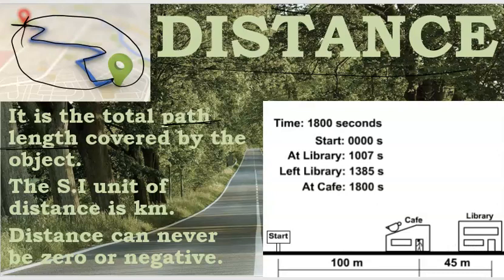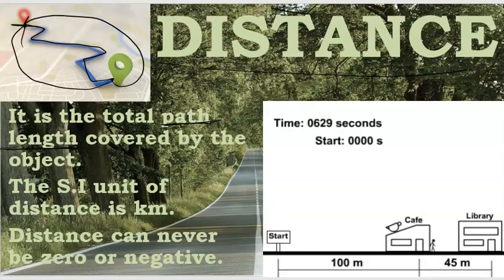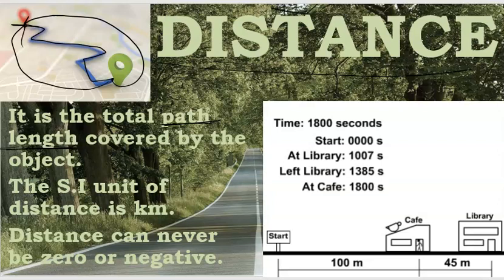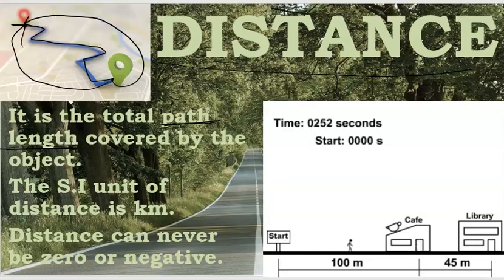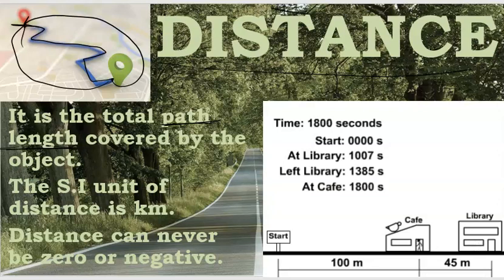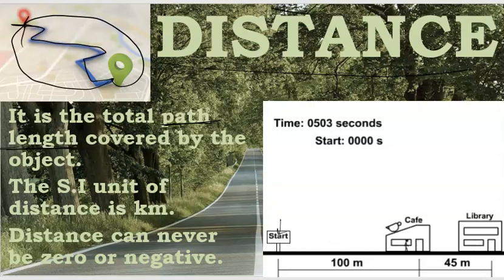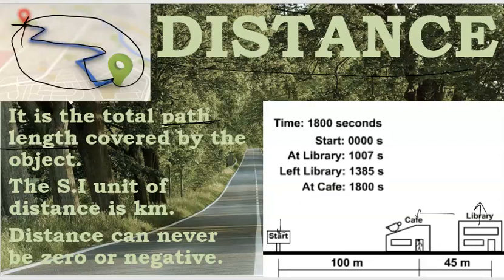It is not going to talk about how you are going to travel, or which path you are going to take. It just says whichever path you may take, the length of that path will give you the distance traveled. So now look at this. You are going to start from this particular point. You can see this person is going to move to the library, and then he comes back to the cafe.